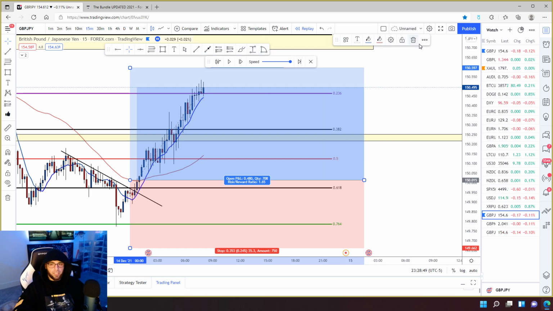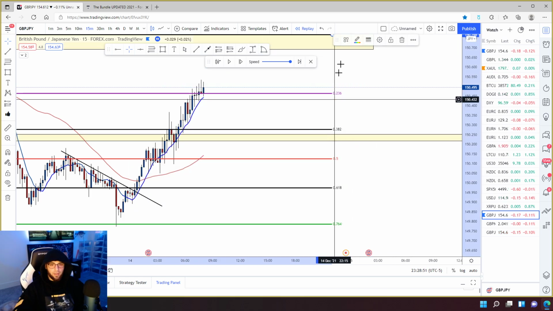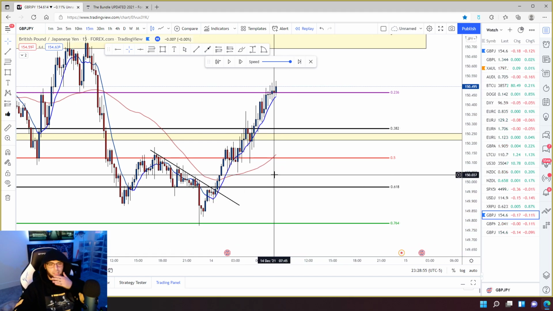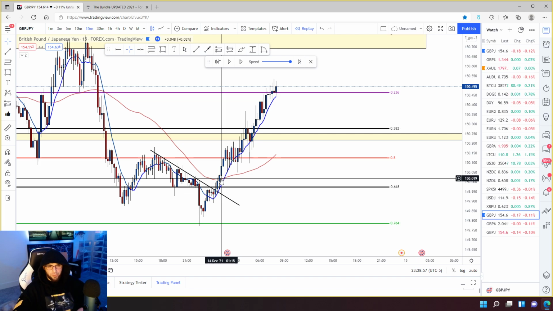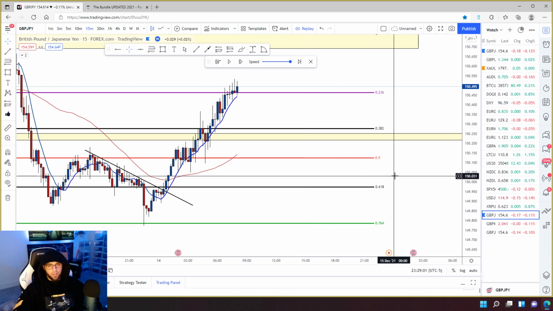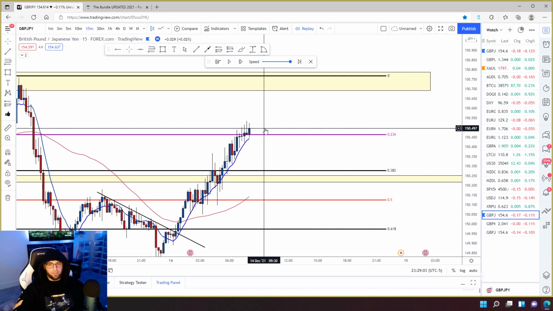Now notice here that we did break market structure. Look, this was just gorgeous. Oh my god, this was beautiful. Right above here, beautiful entry, bam. And then notice we have another retracement over here, very normal. And notice how we came to the 23.